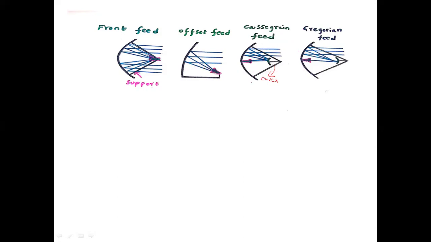Out of these four, the Cassegrain system is widely used for the parabolic reflector mechanism.